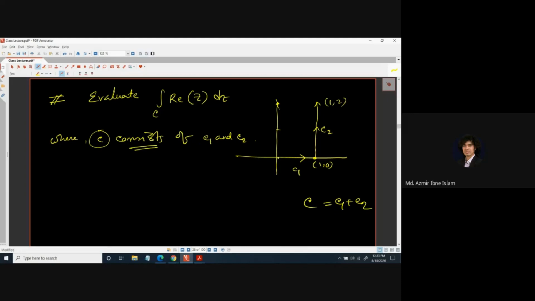So first of all, you have to find C1, and C1 is coming from 0, 0 to 1, 0, and then C2 will be from 1, 0 to 1, 2. The problem is actually same as before, but this time we have a path that consists of two paths. So we have to evaluate the first integral, then another integral. Then if we add these two integrals, you will get the result. Do you understand the problem?